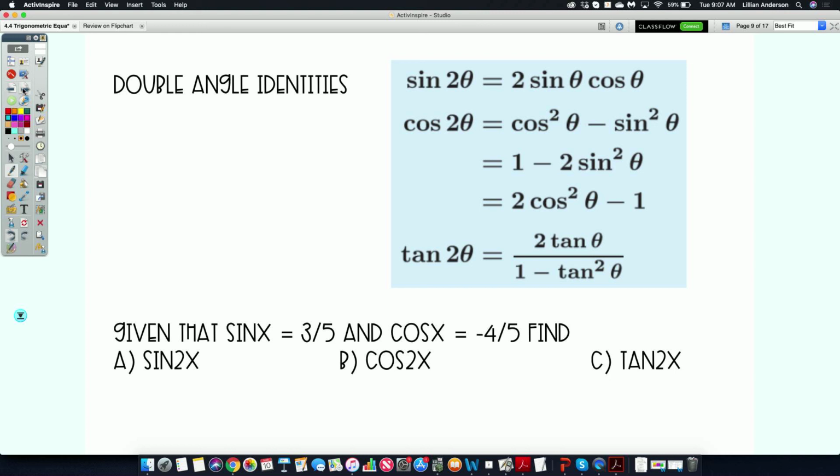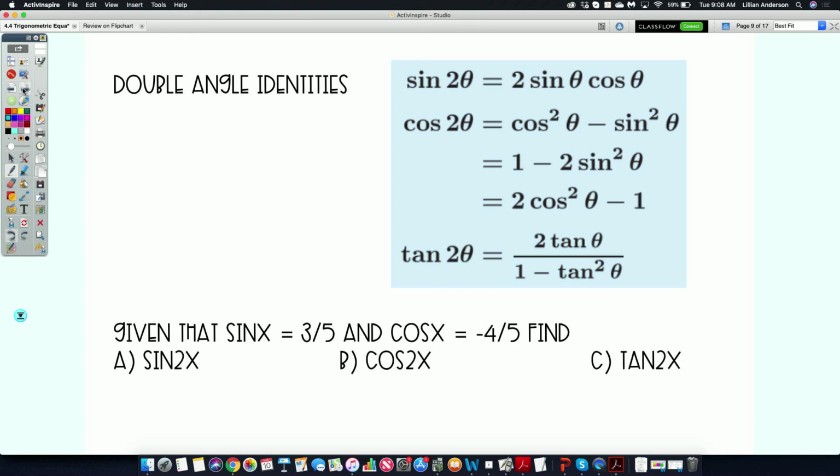Cosine 2 theta does have 3 different ones. Depending on the problem, one of the identities may be better to use than the other. It really is going to depend on what you're given, or what you already have in the problem you're dealing with, which double angle identity you're going to use for cosine, but those are the 3 there. And then tangent 2 theta, as you can see, only has the 1. All right?